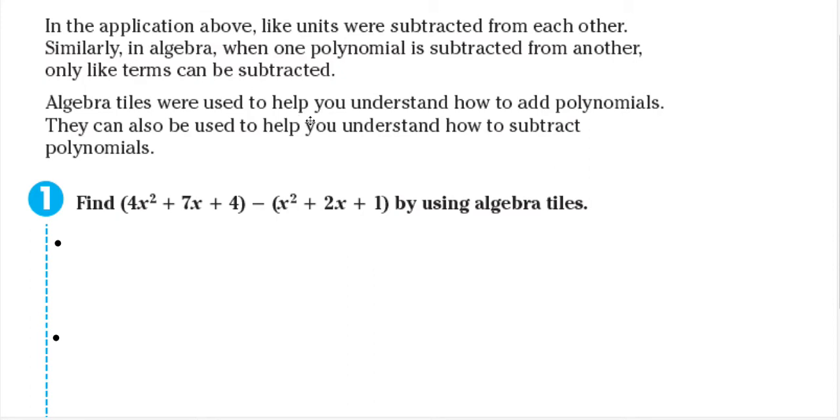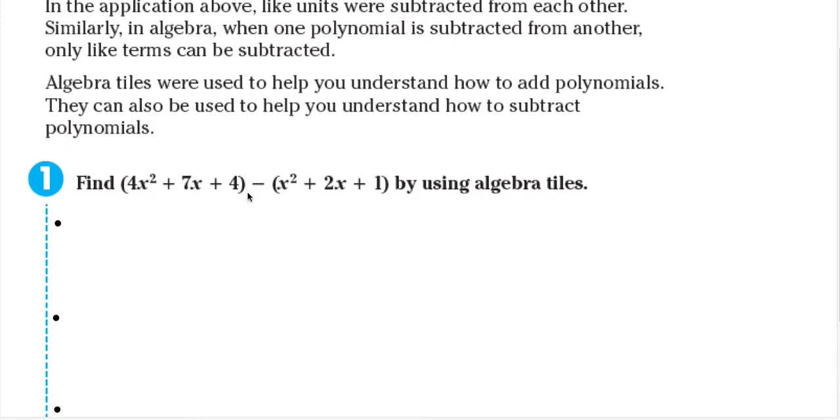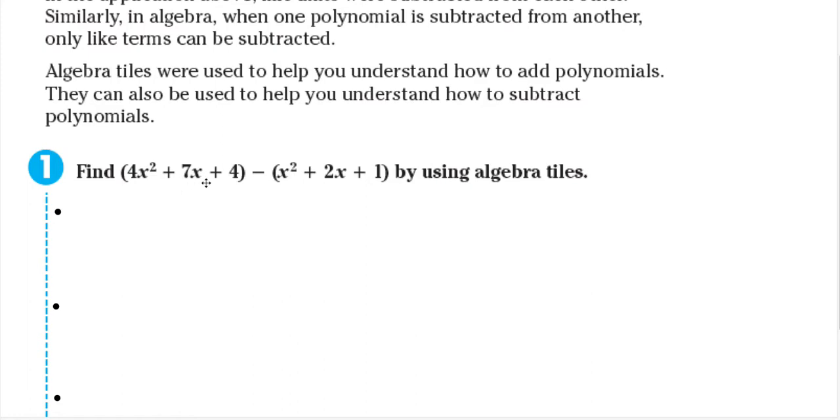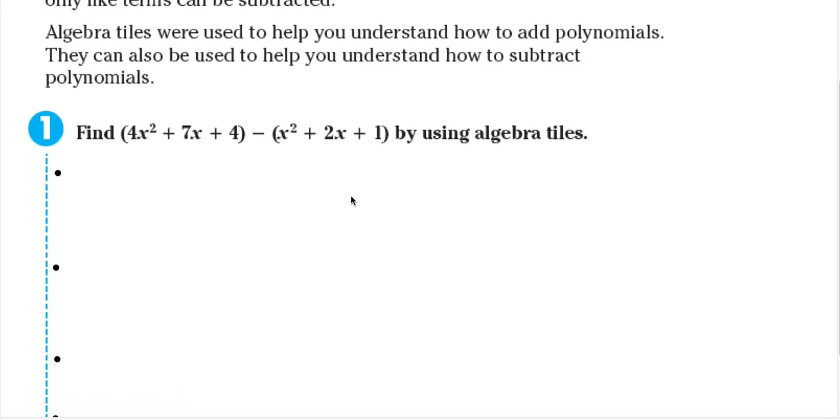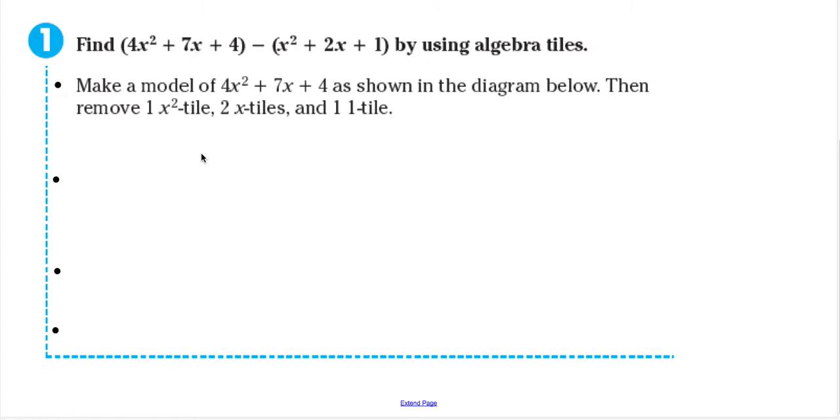In the last lesson, we talked about adding polynomials using algebra tiles, and let's find out how we can subtract polynomials using the same method. We want to find 4x squared plus 7x plus 4, and we want to subtract the polynomial x squared plus 2x plus 1 using algebra tiles. Let's first make a model of 4x squared plus 7x plus 4.